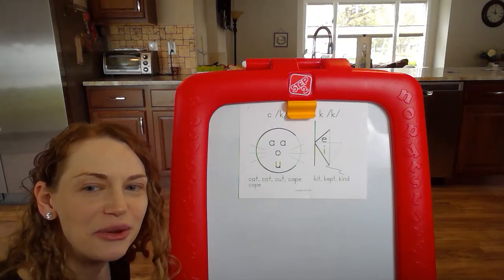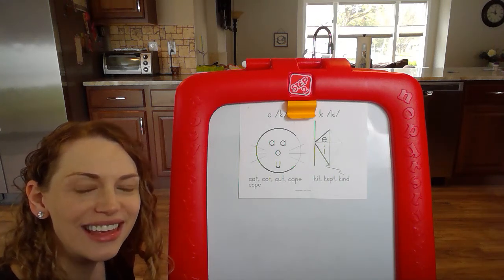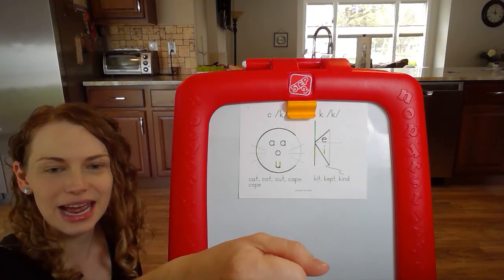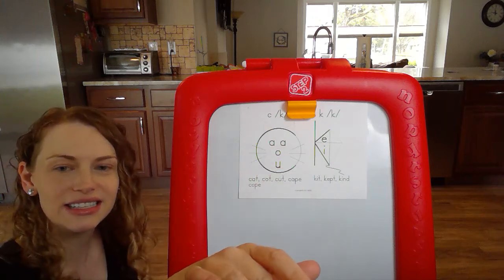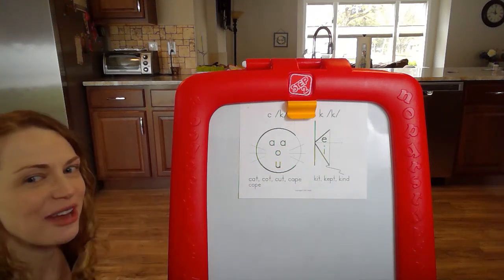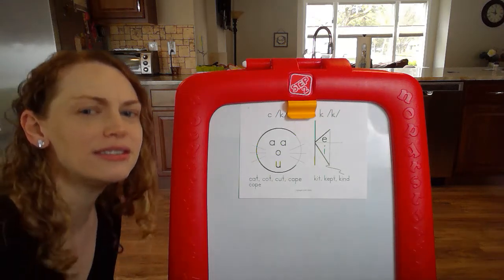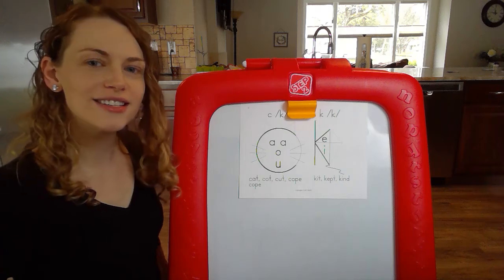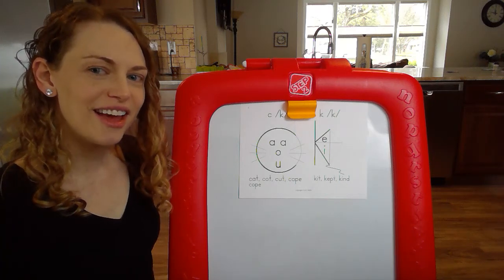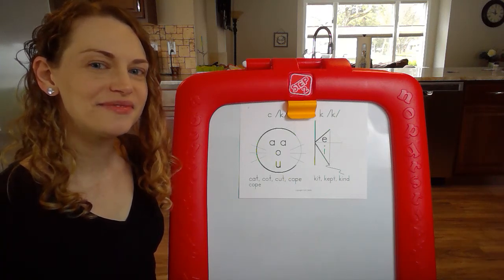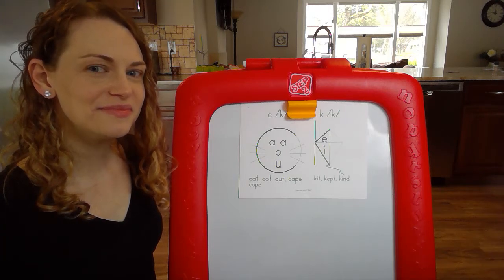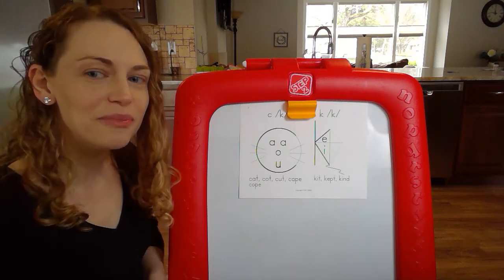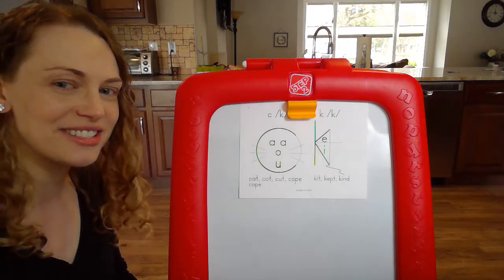Your next word is kit. Kit. Can you get the kit out for making a project? Kit. Pound it. Kit. Tap it. K-it. Kit. Not going to give you any clues. You look at it. Think about what that middle sound is. Which letter goes with that middle sound? And write kit. If you need some more time, just hit pause. Then you can hit play again when you're ready to see the answer.